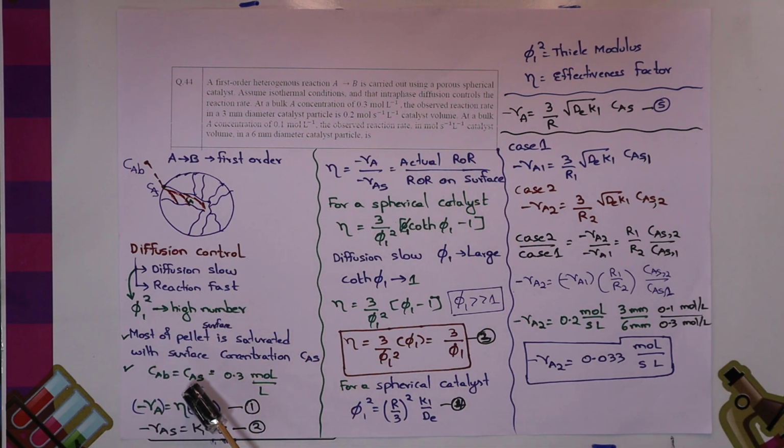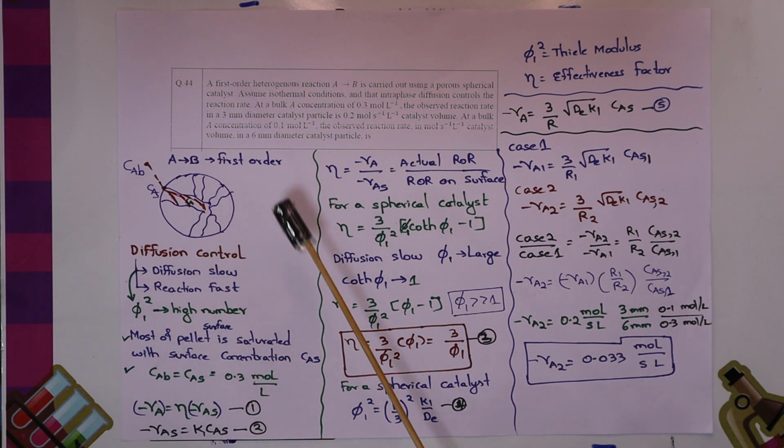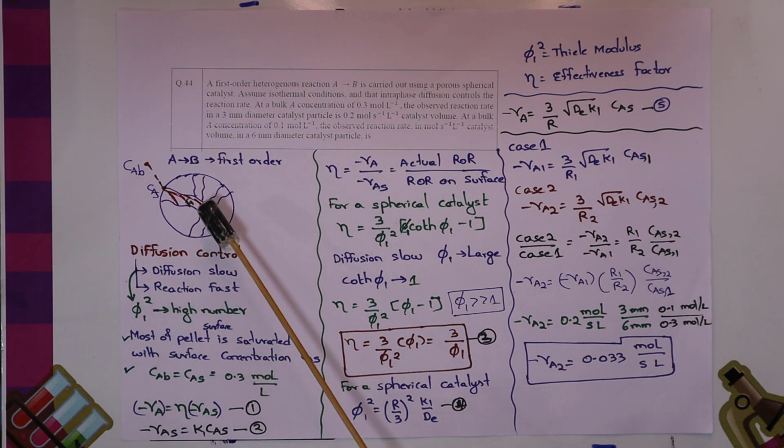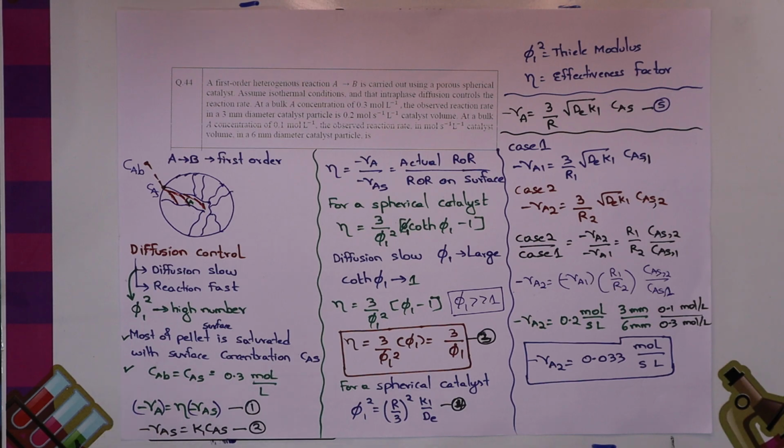What does diffusion control mean? Diffusion is slow. That means the molecules of A are taking a lot more time to get into the catalyst and get reacted. So diffusion controls means whichever step is slow, that controls the process. Because the diffusion is slow, the entire speed of the reaction depends on that particular slow process.